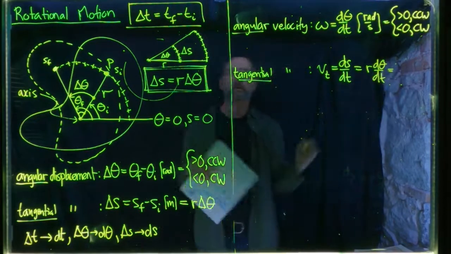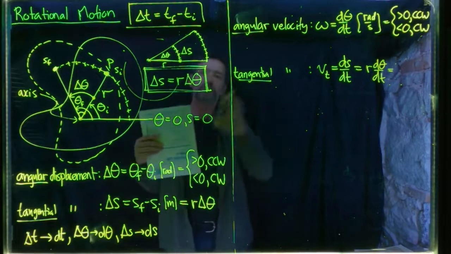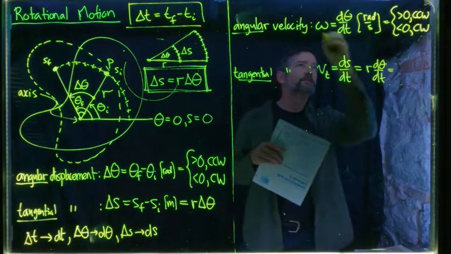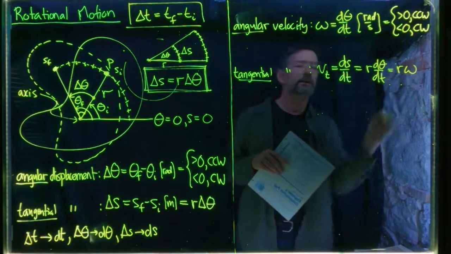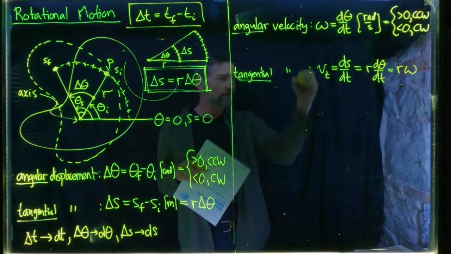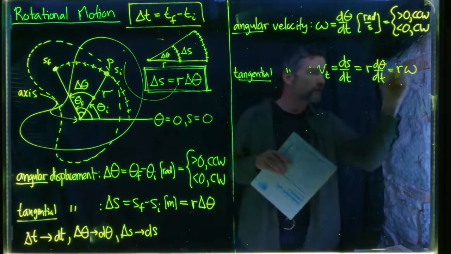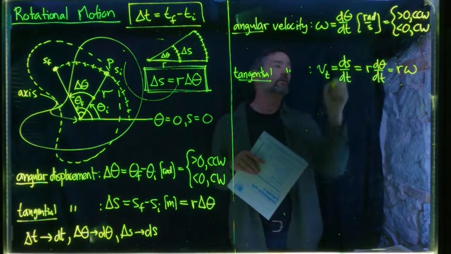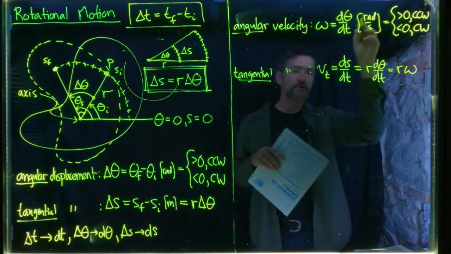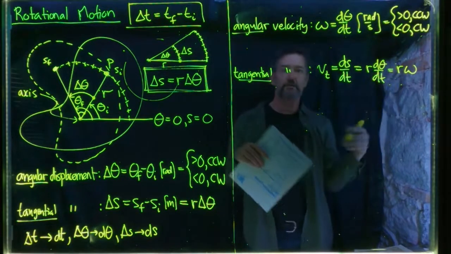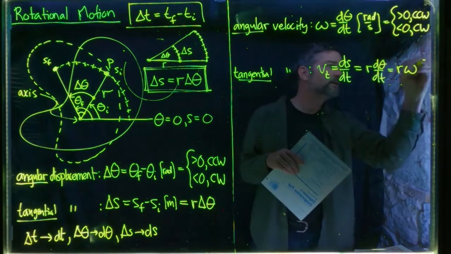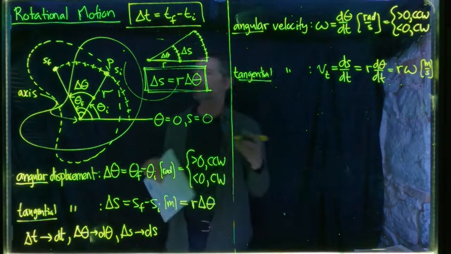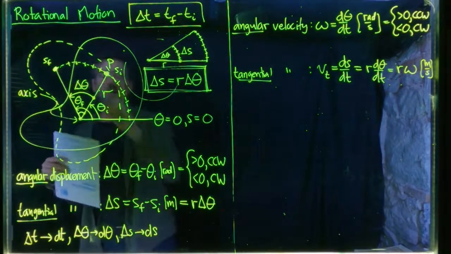And d theta dt is the rate at which the angular position is changing, in radians per second. How fast is it rotating, radians per second? And so that's omega. So that's r times omega. So that's very important. Tangential velocity is angular velocity times r. So the dimensions of omega are radians per second. Radians is dimensionless. Times an r, which has dimensions of meters, it becomes meters per second. So this is meters per second. Okay, so tangential velocity is the actual physical number of meters per second that that point is moving at.